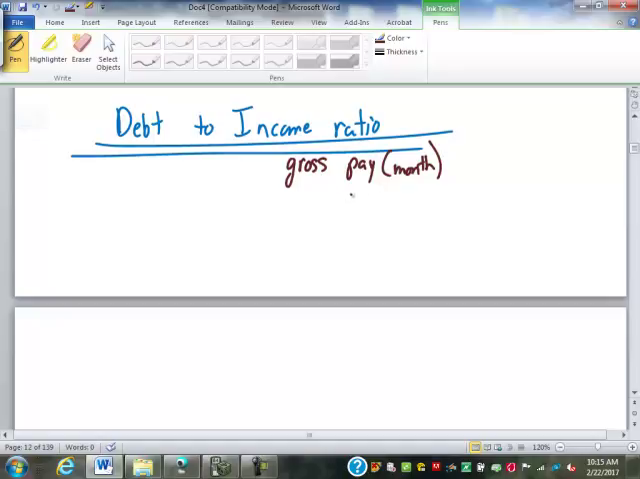So let's say that you are getting $3,000 a month as your gross pay. Your debt does not include gas, food, or anything. It is actually debt payments, loan payments. So let's say you have $100 a month for credit cards. School loans, let's say you're paying $200 a month for school loans.